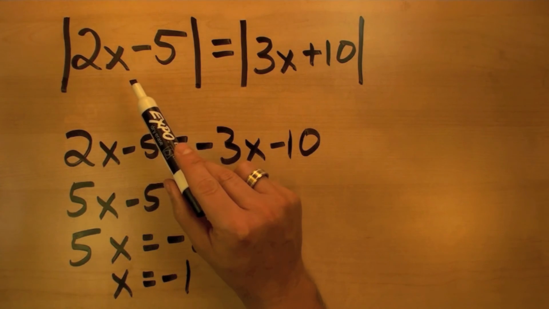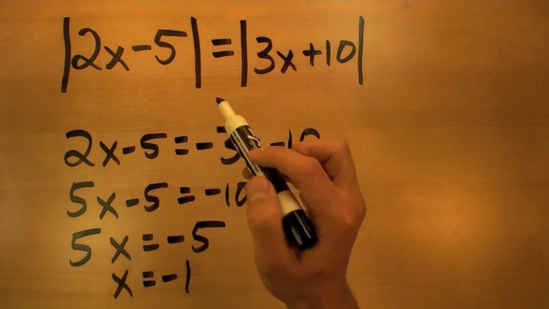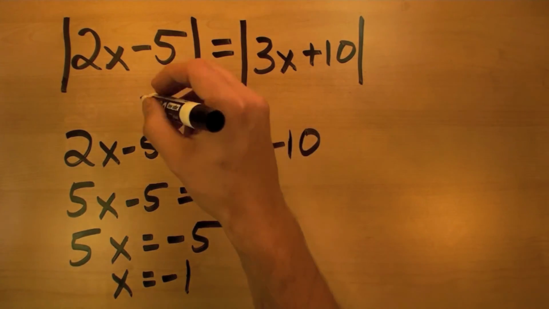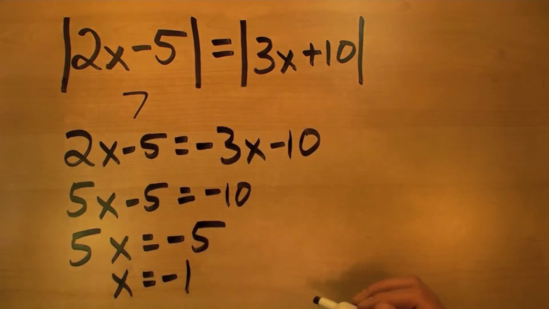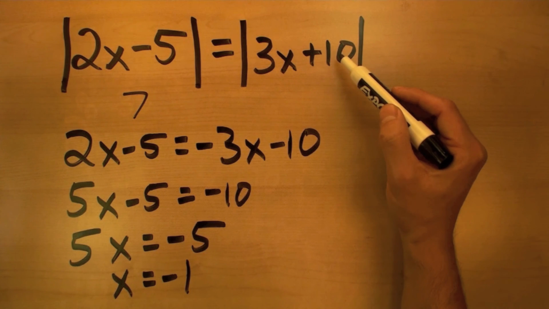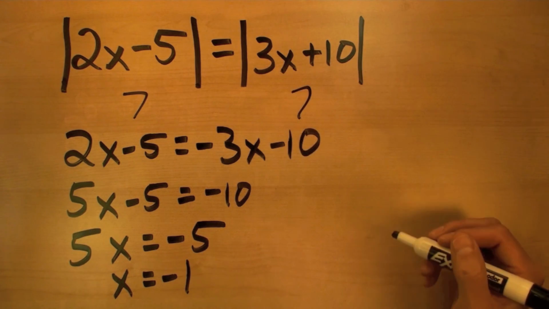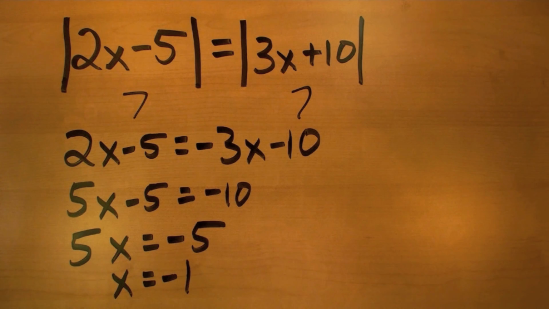So 2 times negative 1 would be negative 2. Minus 5 would be negative 7. When we take the absolute value of negative 7, we would get 7. And over here, 3 times negative 1 would be negative 3. Plus 10 would be 7. In absolute value, that would be 7. And there we have our two solutions to the equation.